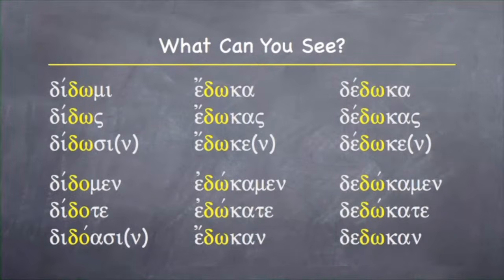If you go down the present column, the left-hand column, you have didomi, didos, then you have didosi. Well, that's sigma iota. That's different there, isn't it? Well, it's another alternate ending. You go into the plural and you have didomen. What happened there? The omega went back to the short omicron from the root, didn't it? But it's the same word. Didote, didoasi. What's different in didoasi? Well, the asi is an alternate ending.